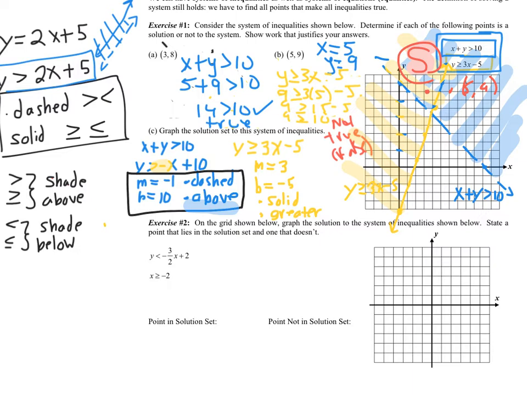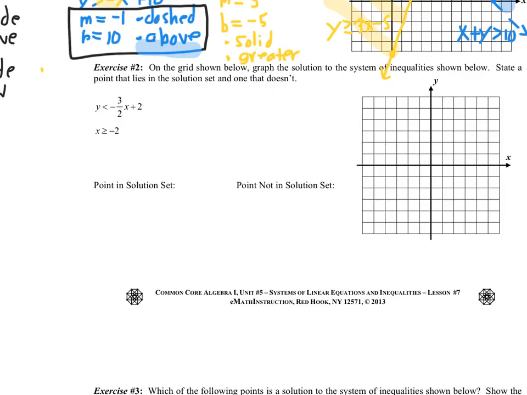That's not exactly right, but that's about close enough. And it proves that we have it. So let's move down to the next one.